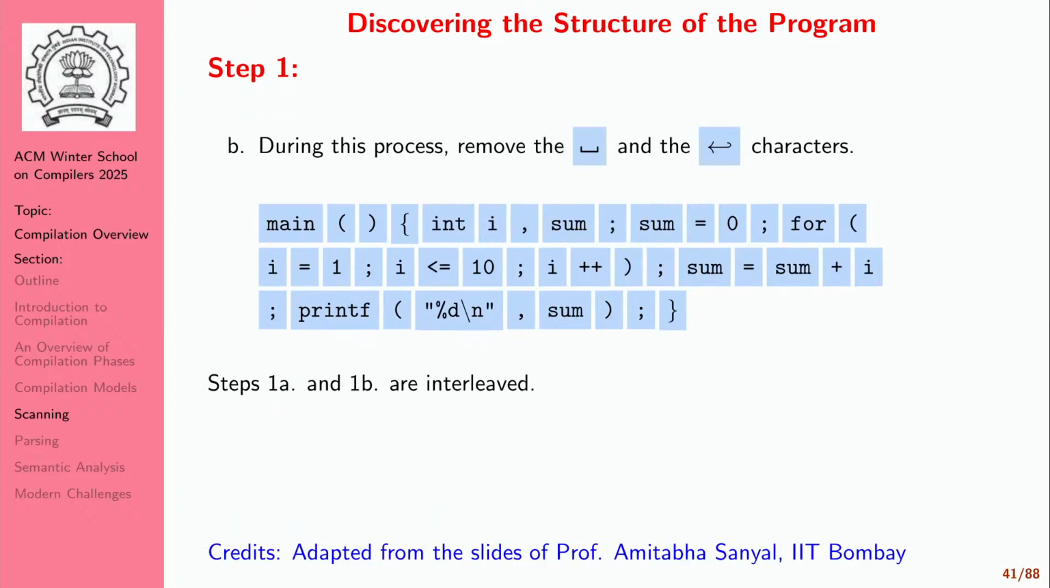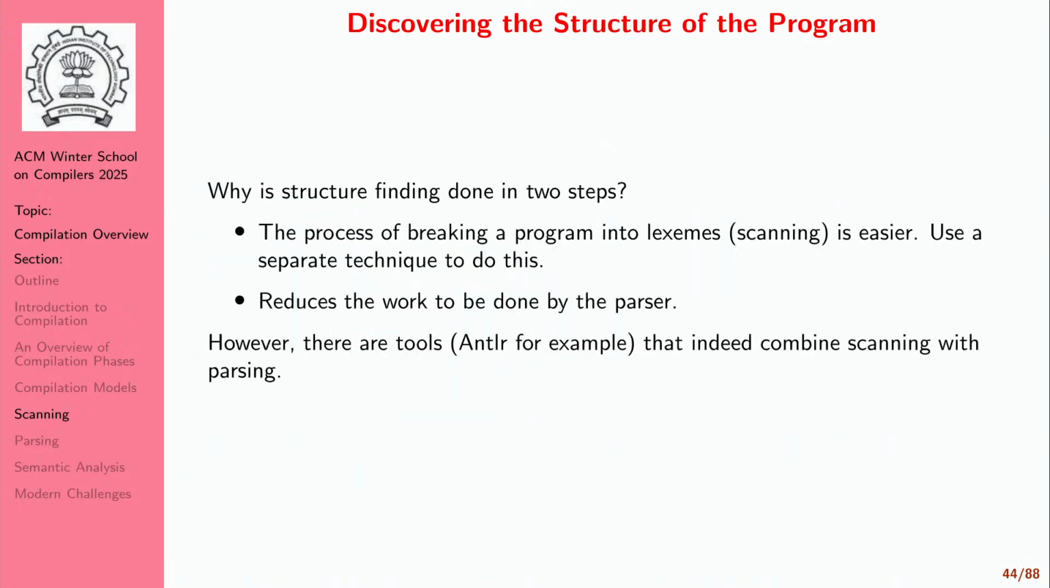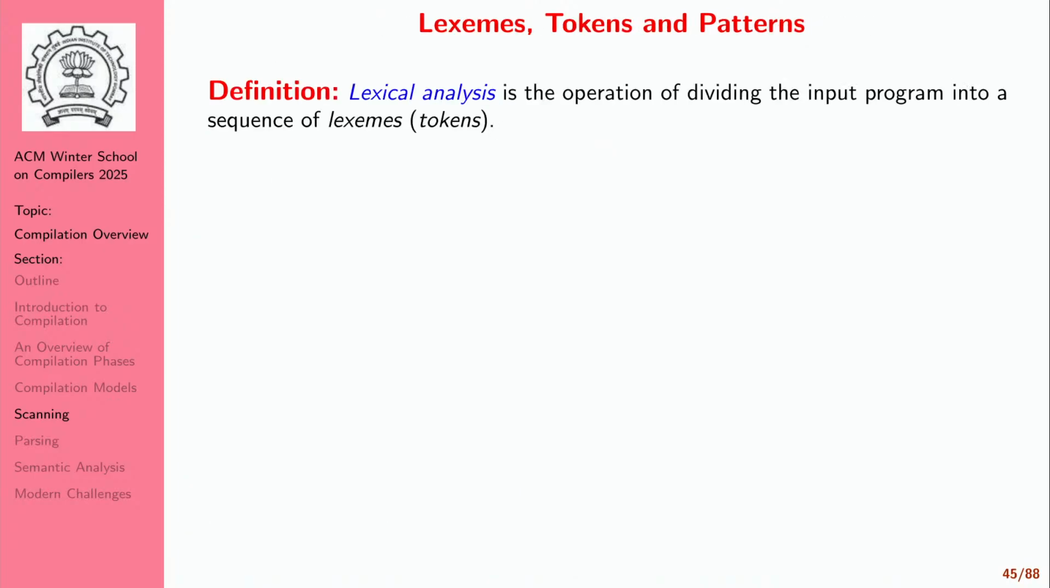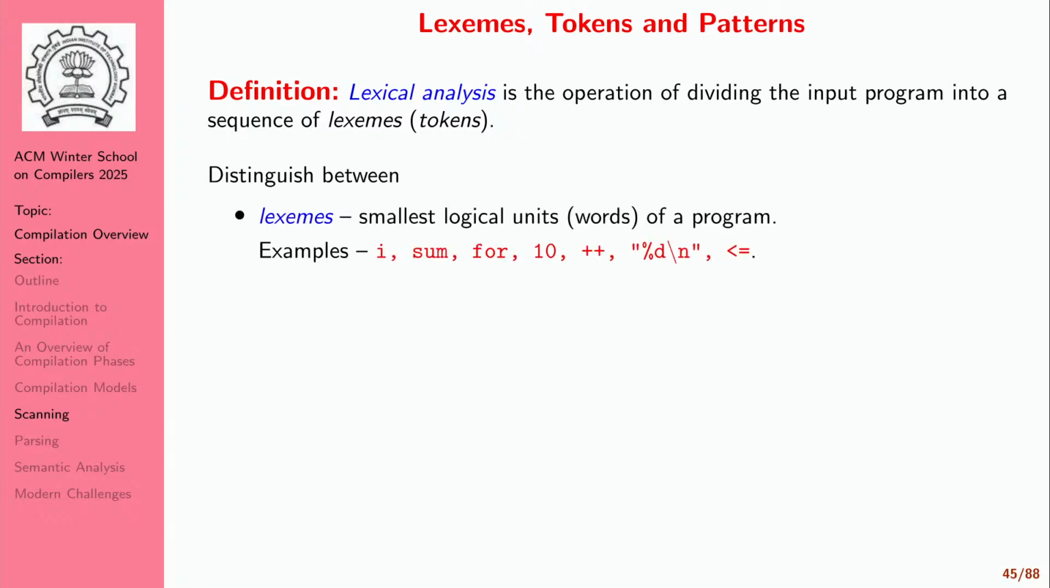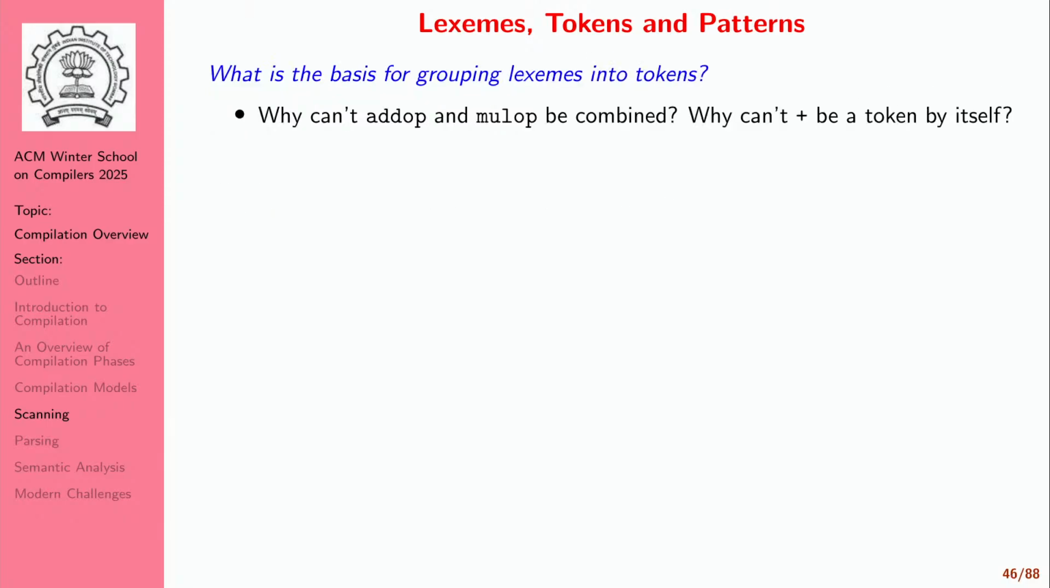digits, and then we remove these characters, and then we create this structure. And why do we have these two steps? So we have to distinguish between lexemes and tokens. And what is the basis of grouping lexemes into tokens? Well, we can combine add-op and mul-op. Why can't plus be a token in itself? These are all design decisions.